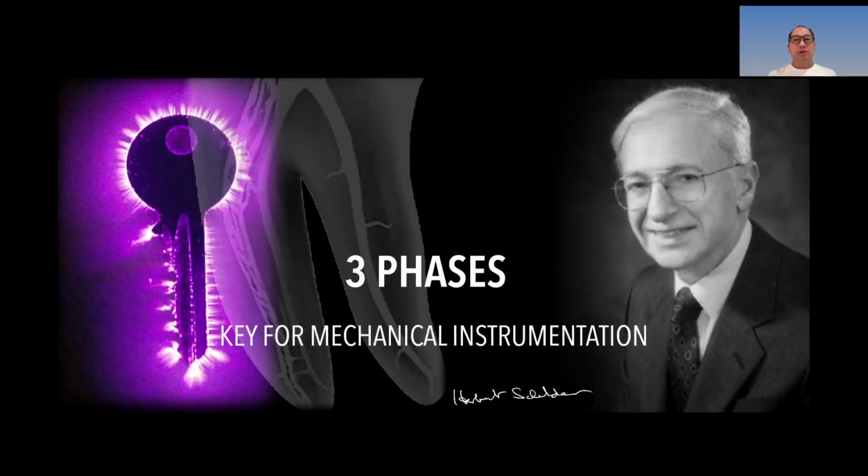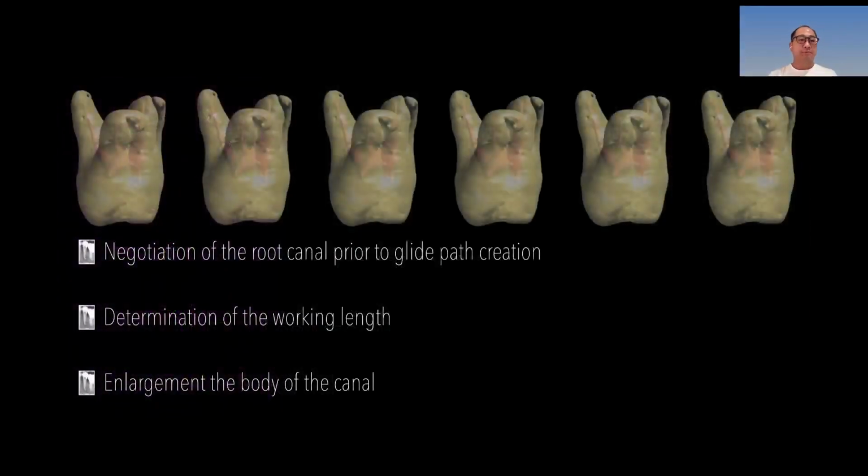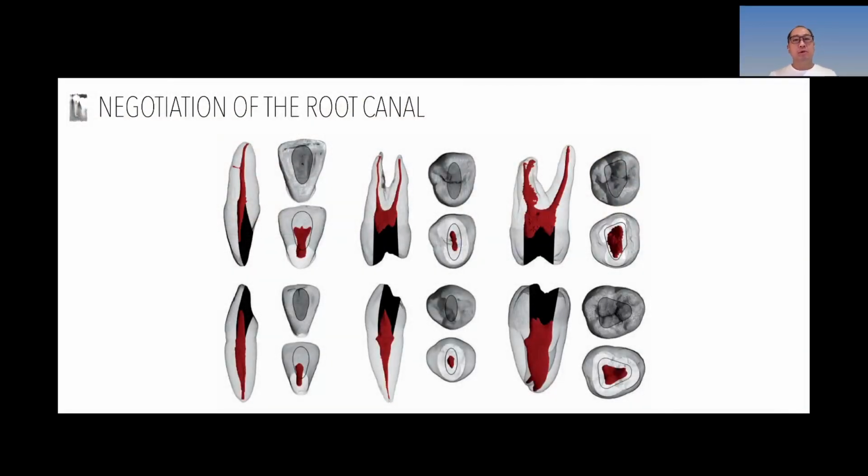In order to create these taper instrumentations, Schilder mentioned that we need to follow three phases of instrumentation. First, we need to do negotiation of the root canal system prior to glide path creation, and then we also need to determine our working length. The last phase is to enlarge our root canal system until we finish shaping the apical part of the root canal system. I want us to see each phase that Schilder has mentioned, so we can understand what I want to say about rotary versus manual in these three phases.